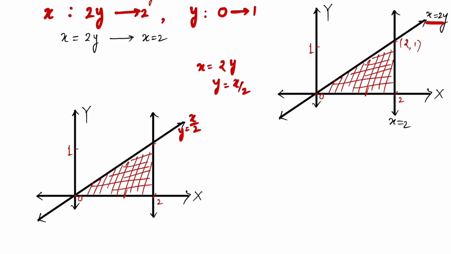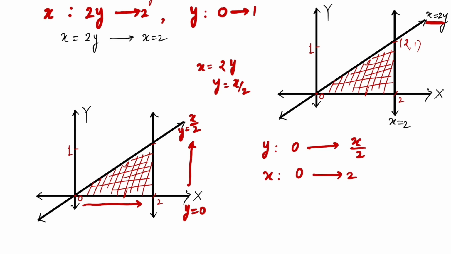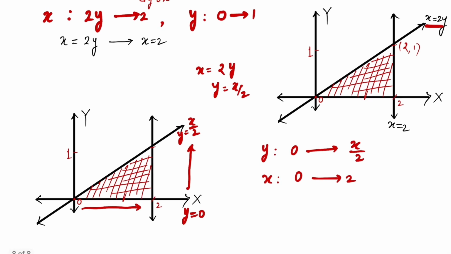And what is the equation of x axis? This is y is equal to 0, right? That means what? Y is varying from bottom to top. That means y is from 0 to x by 2. And what about x? X is varying from this 0 to 2, left side to right side. So x is varying from 0 to 2. So these are the limits of integration.